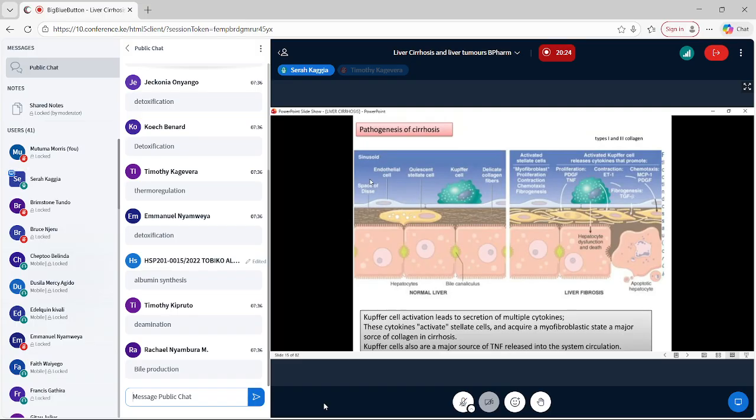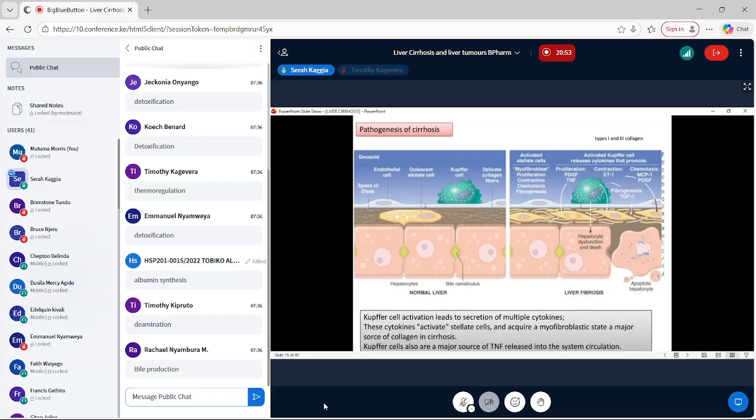Then this area is your capillary, the blood vessel. The lining of the blood vessel is the endothelial cell, as you can see here. There are usually spaces between each endothelial cell. I hope you can see my cursor, the space in between here. And then here you have your macrophage, the Kupffer cell, the macrophages which you find in the liver. So this is a normal thing.